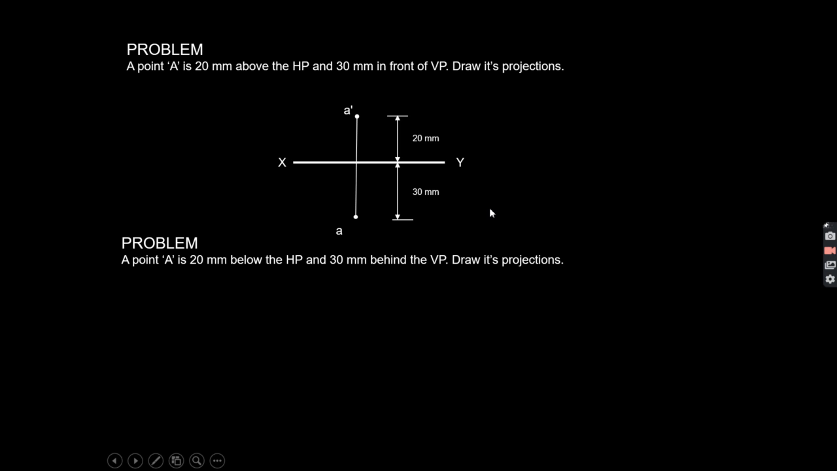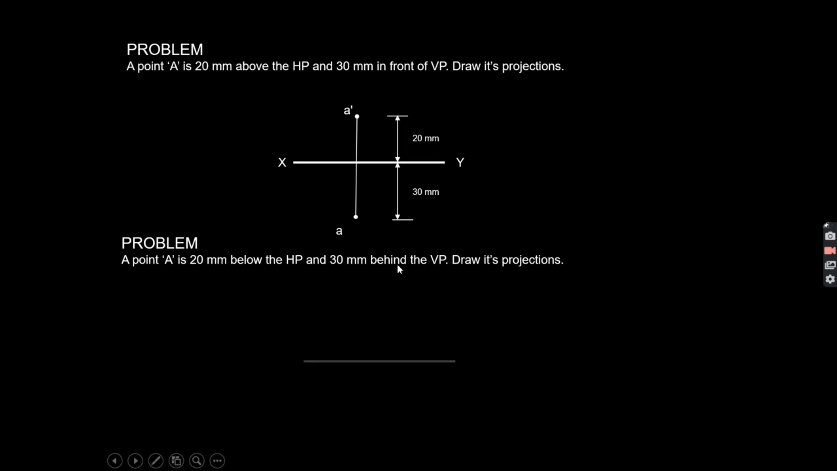Now it is another example. Now your point A is 20 mm below the HP, means it can be either in the third quadrant or fourth quadrant, and 30 mm behind the VP, means your point is now in the third quadrant. Okay, so again when we are drawing the projection, this 20 mm distance you can see when you are drawing the front view of the point, and 30 mm you can see when you are drawing the top view of the point.